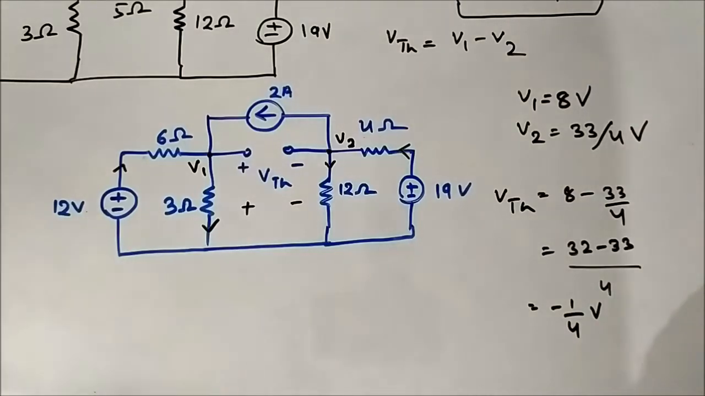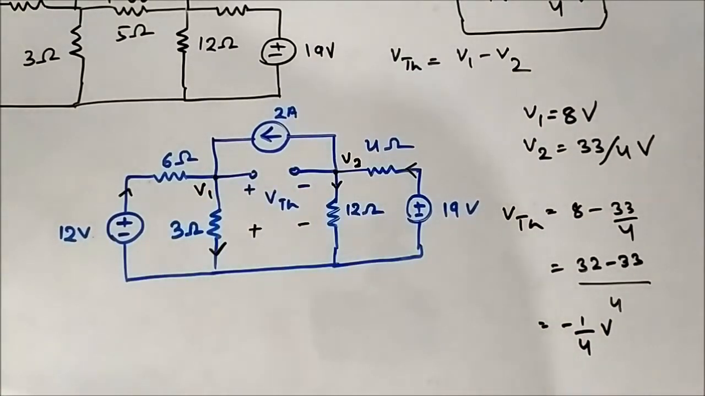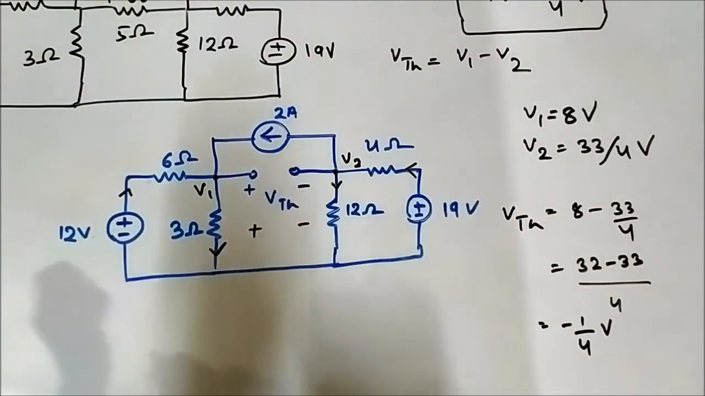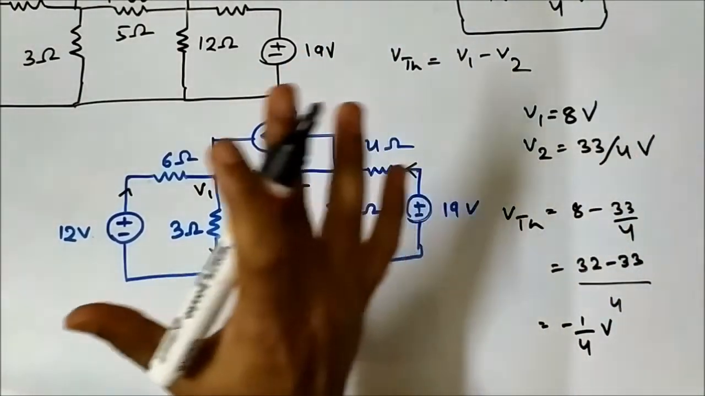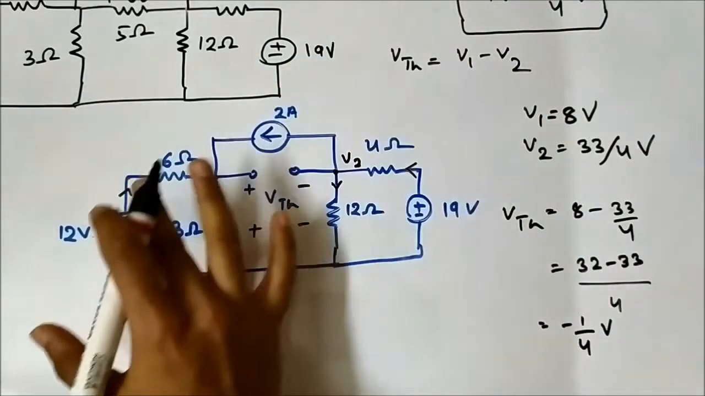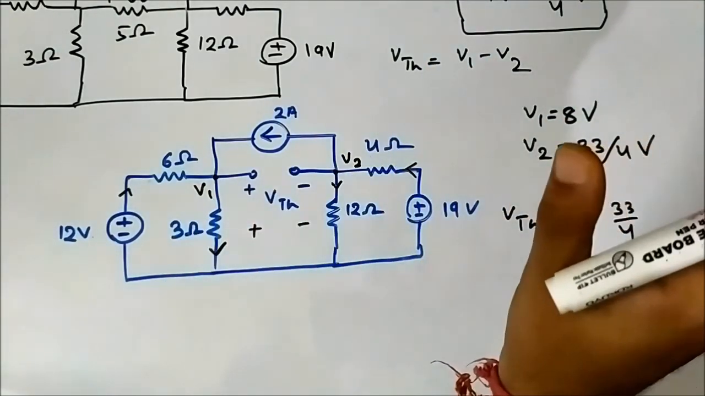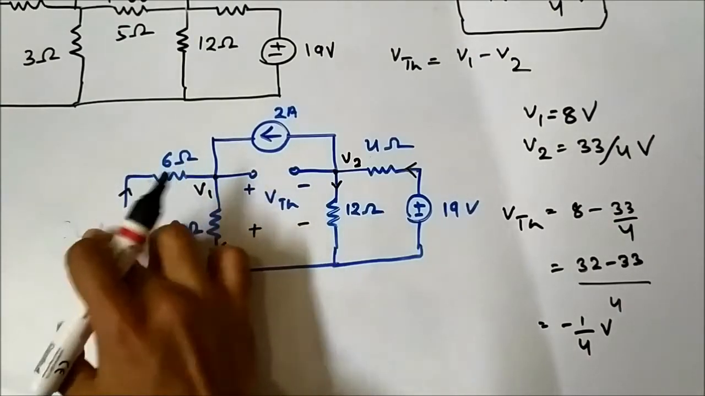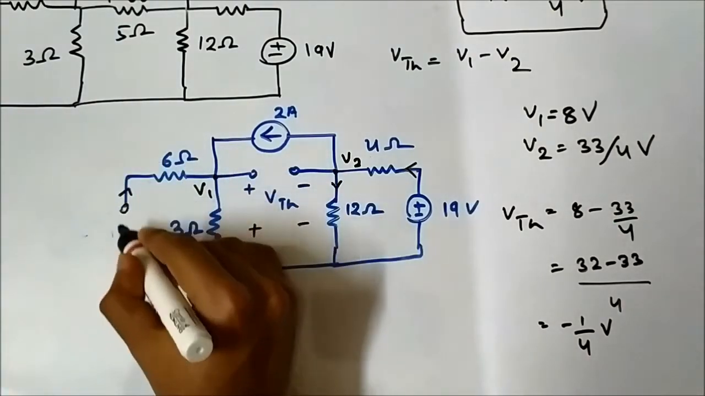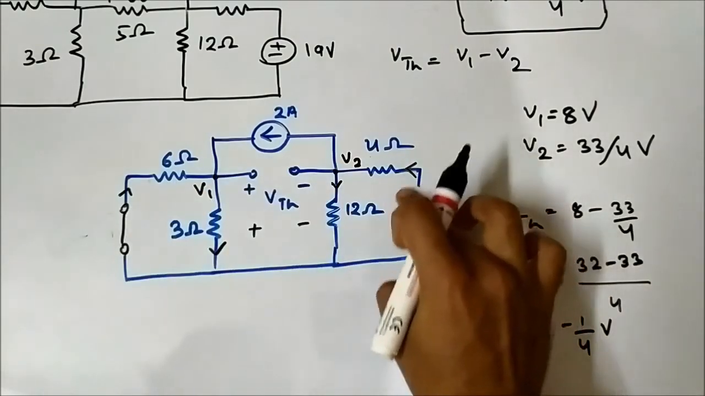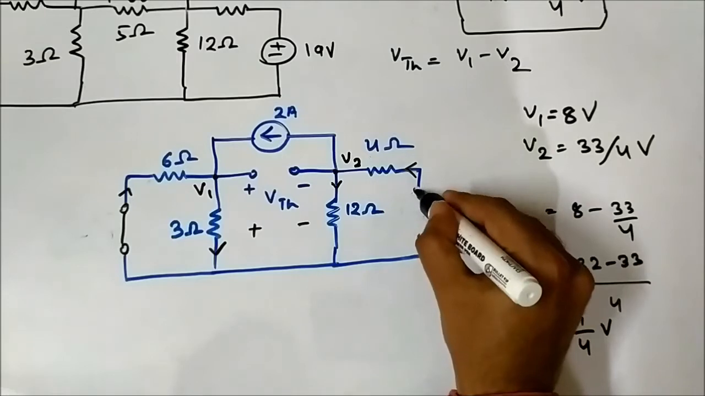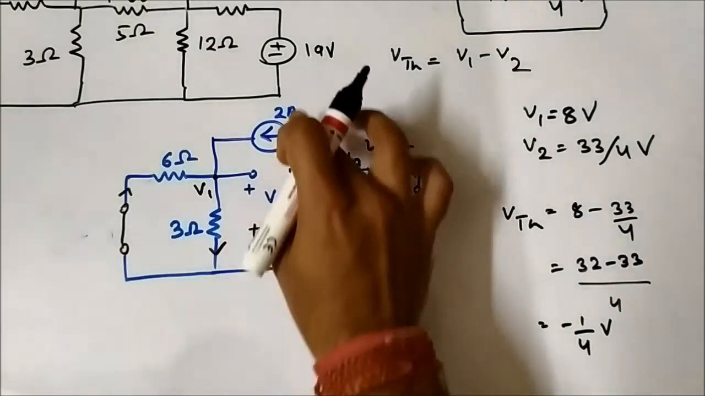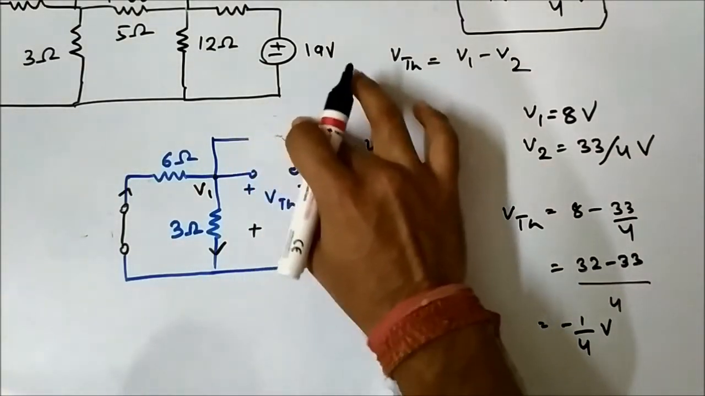So RTH can also be easily calculated across these 2 points. For that, we have to deactivate the independent voltage sources and current sources. So the independent voltage sources should be replaced by short circuits. We have all done that in the previous questions also. They are replaced by short circuits. Current sources are replaced by open circuits.